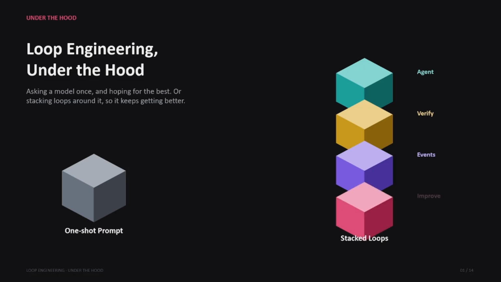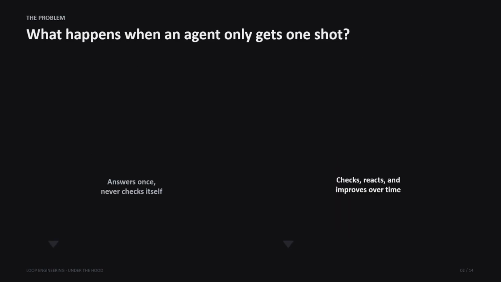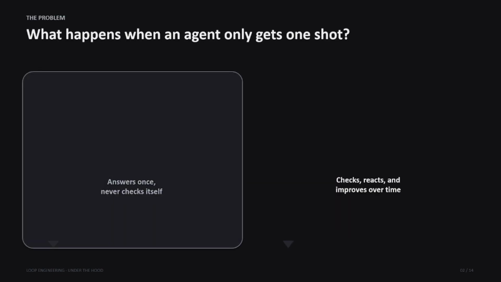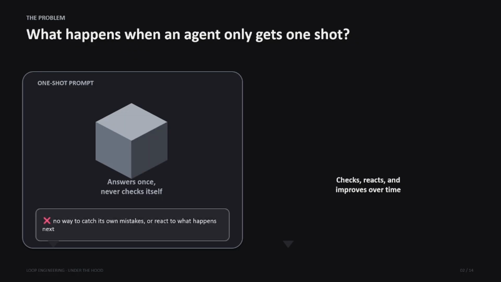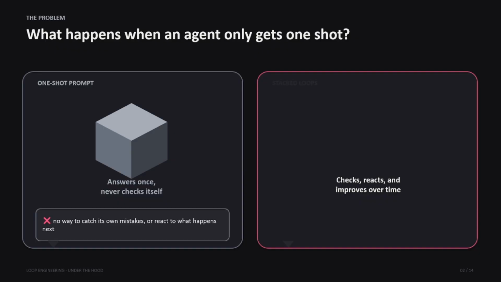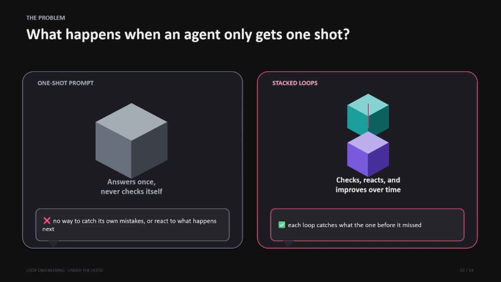Let us start with the problem. If an agent gets only one chance, it gives one answer and stops. That means if the answer is wrong, incomplete, or outdated, there is no built-in way for the agent to notice and fix it. But with stacked loops, the agent can check what it produced, react to feedback, and improve the result. So the main difference is this: one short prompt gives an answer once, while loop engineering creates a system that keeps getting better. In simple words, loop engineering means adding a repeatable cycle around an AI model.